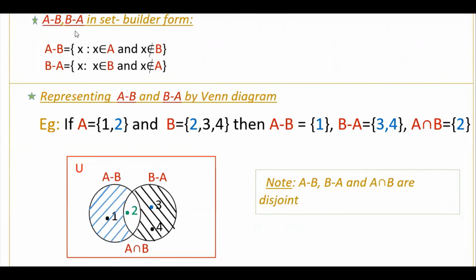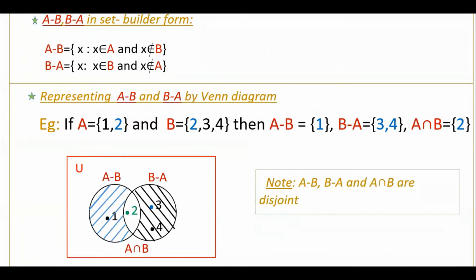Now you can see how we can write A minus B and B minus A in set builder form. Here A minus B is equal to x such that x belongs to A and x does not belong to B. So in this case, x belongs to only A, but it does not belong to B. That means you exclude the common elements of these two also. And B minus A is x such that x belongs to B and x does not belong to A.